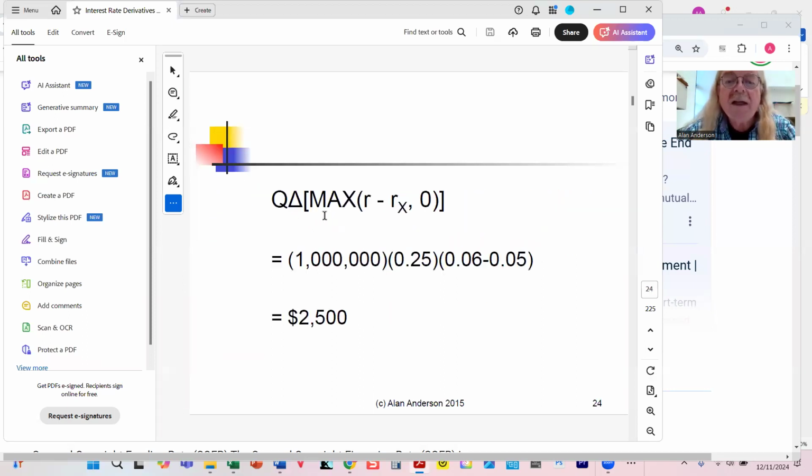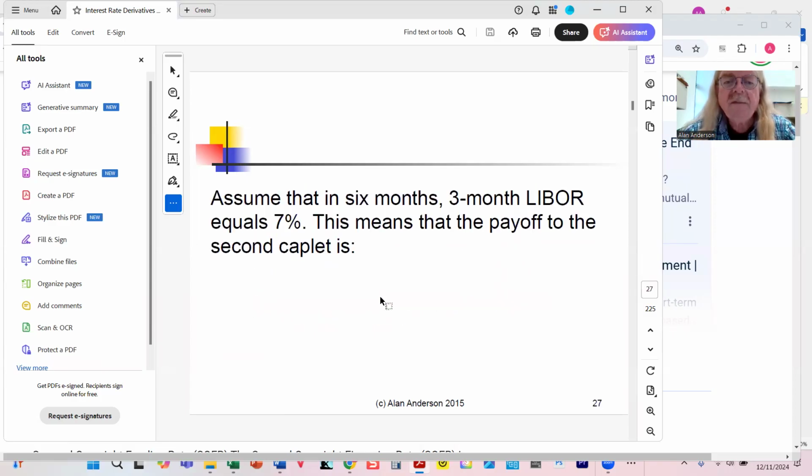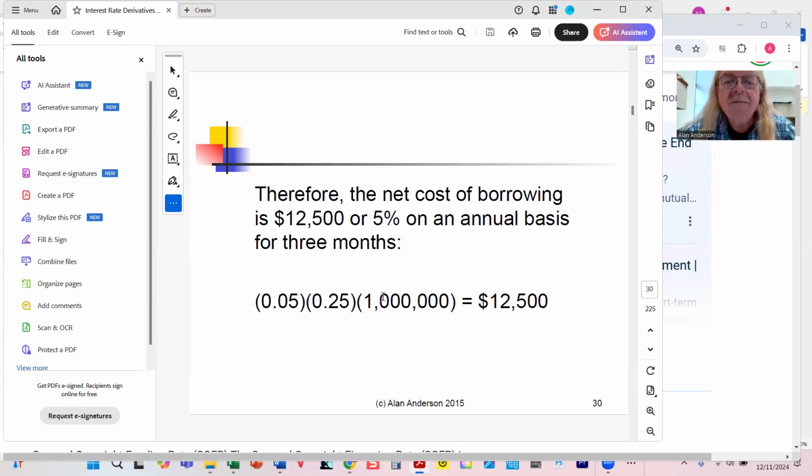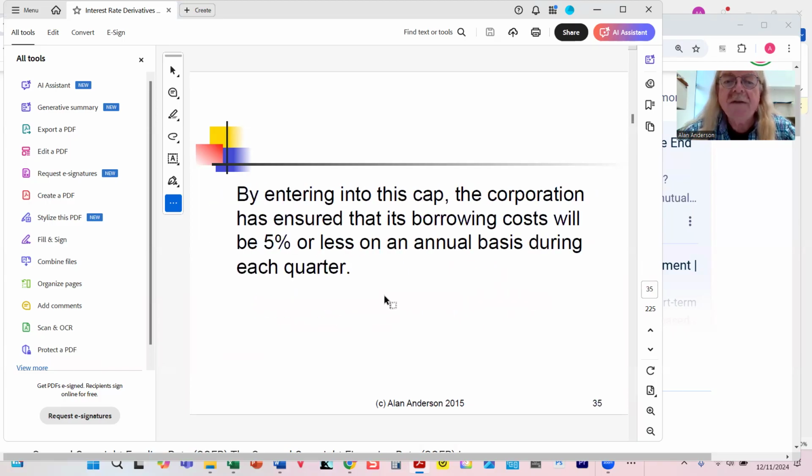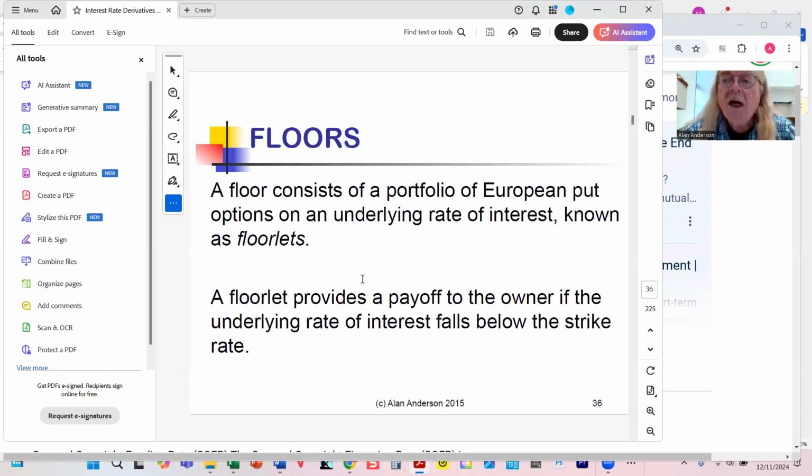And then when you multiply it out, you'll see, like I was just saying, for the quarterly caplets, you have to multiply the difference between the rates by a quarter, or divide by 4, and then by the principal of $1,000,000 to come up with the payoff. Okay. So the question is then, how much do we pay for this caplet? But before we consider that, we're going to go on and discuss floorlets.